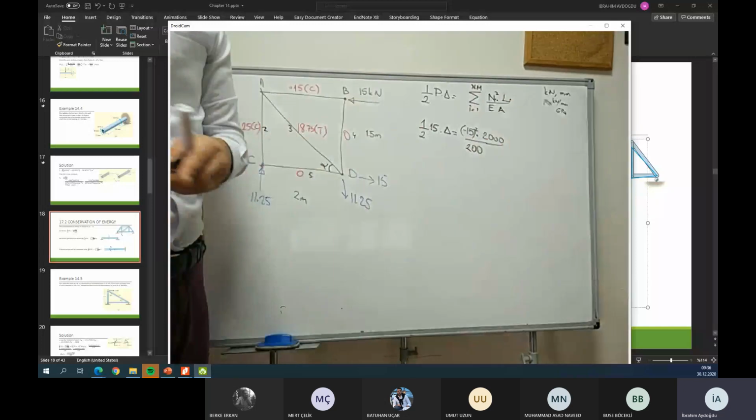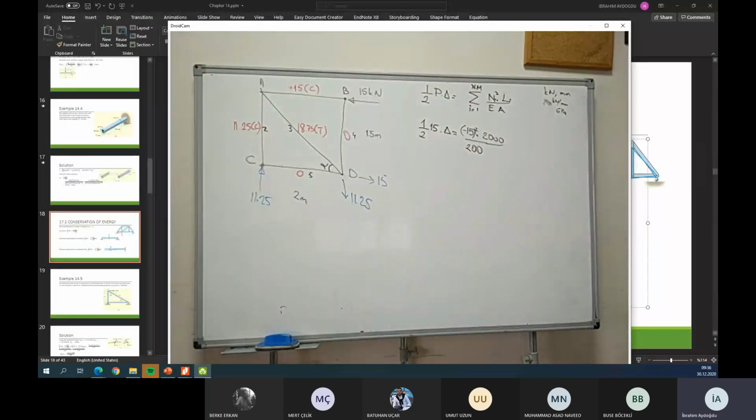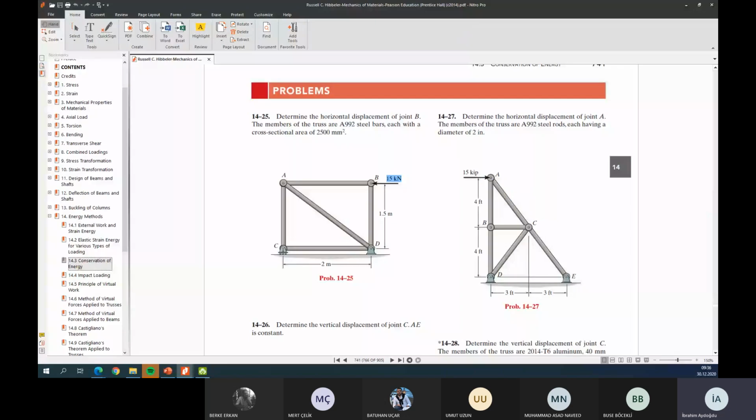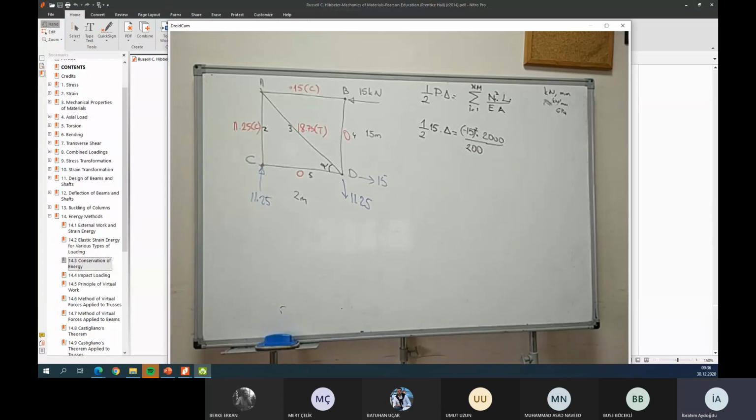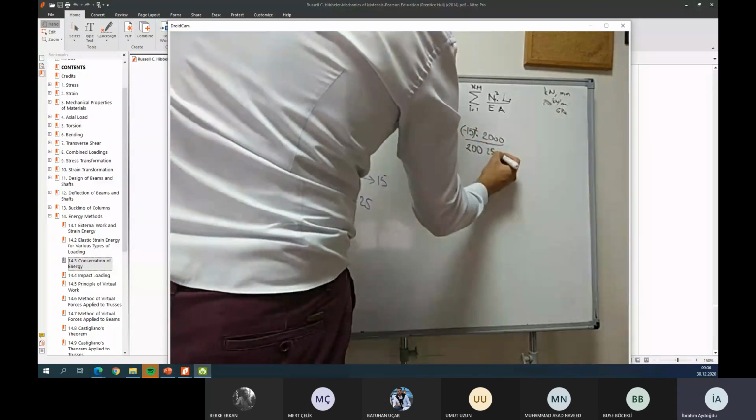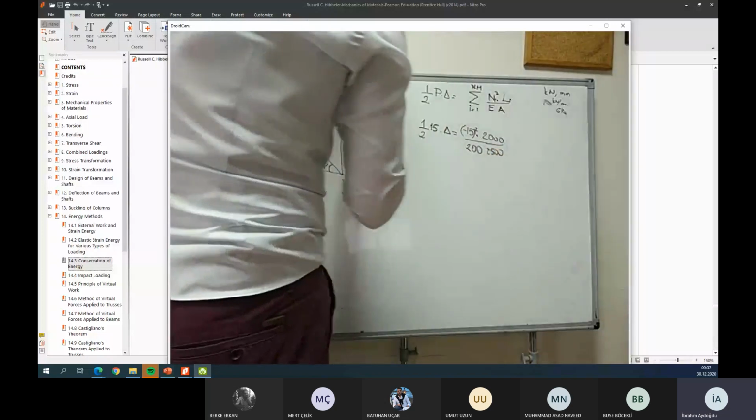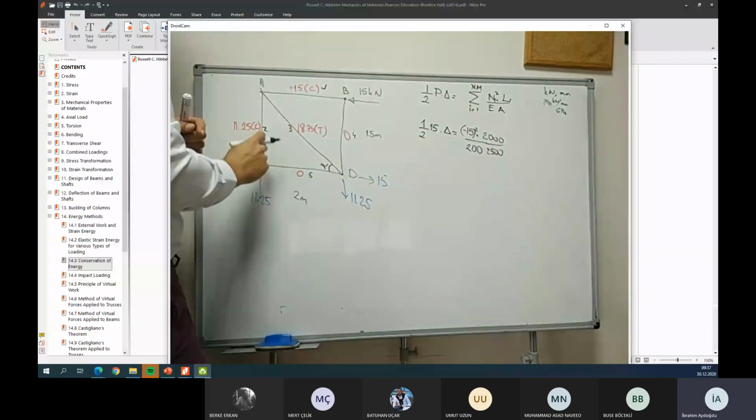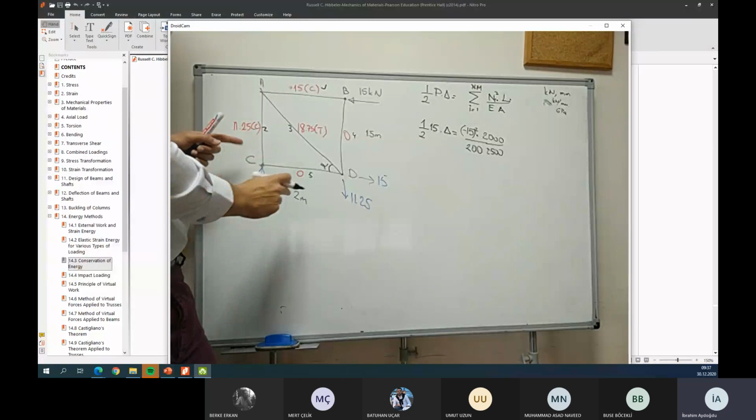Area is given in the question. I can't remember. Do you remember? Also, you can't remember too. What is that? 2,500 millimeter squared. So I can write 2,500 millimeter squared. This is the first member. Let's continue with the second member.